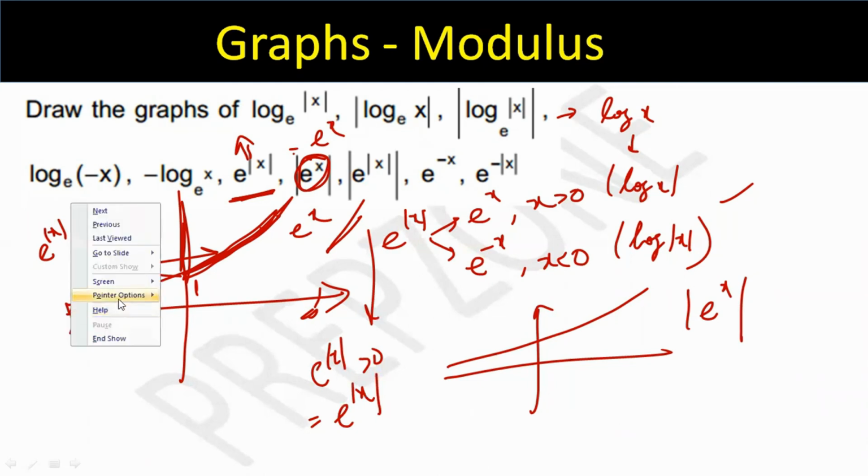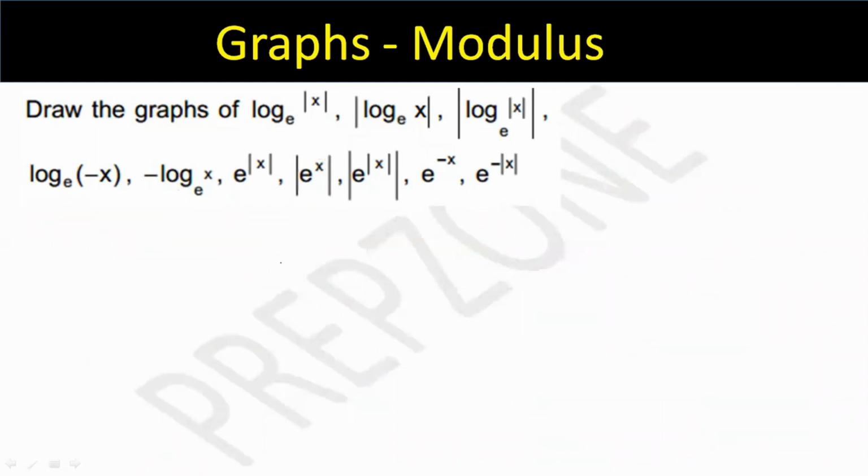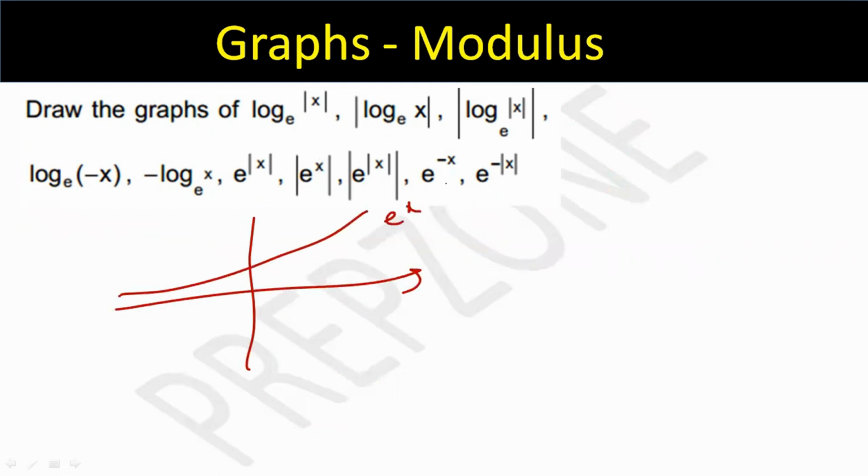Now, the last two graphs, which are slightly trickier. e to the power minus x. Again, my base graph will be the same. This is e to the power x. I just have to change the values and nothing else, right? So when x was negative, see, e to the power minus x is nothing but taking the mirror image of this graph across the y-axis, because, correct, e to the power minus x is always positive.